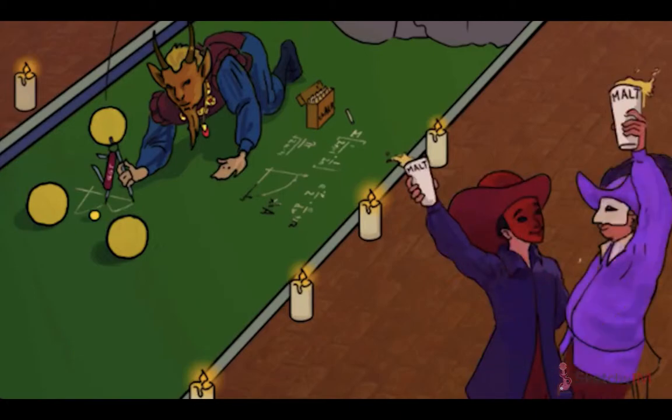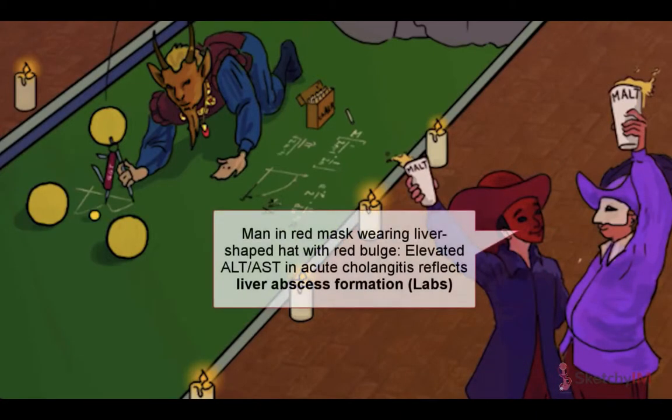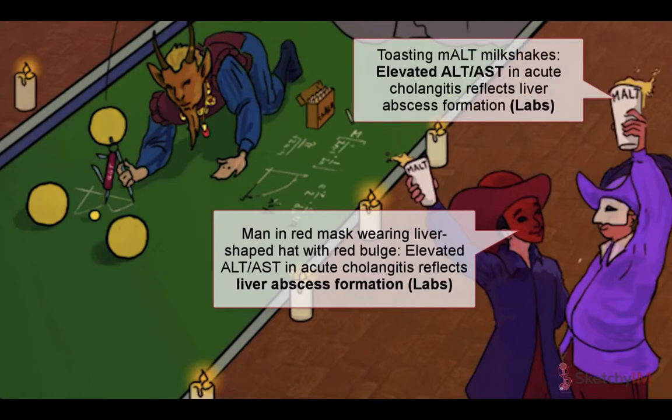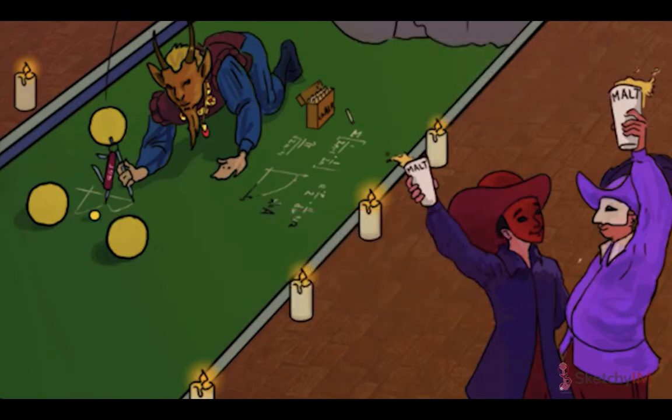In some cases, acute cholangitis can result in liver abscess formation and hepatocyte injury. This, in turn, causes elevated levels of AST and ALT, shown here with those raised malt glasses. And to help you remember liver abscess, check out that hat. Looks like a liver, but with his angry red mask covering. Remember, acute cholangitis typically does not present with liver abscess or hepatocellular injury. In fact, a lack of hepatocellular injury helps differentiate it from other primary liver pathologies.